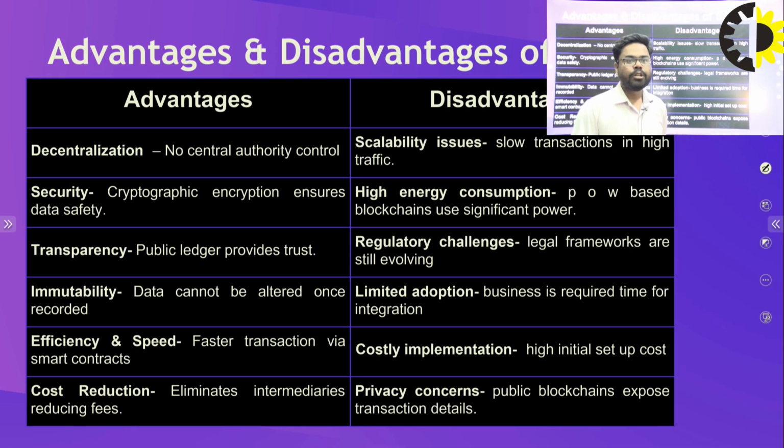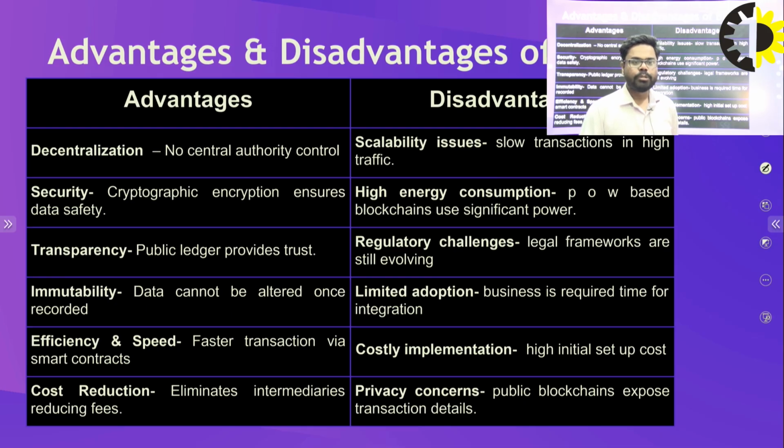High energy consumption. Proof of work based blockchains use significant power. Means if the work has been done, it has to be stored as all the data in a block manner, so it has high energy consumption. And next, the regulatory challenges. Legal frameworks are still evolving. Means there are some changes, because day to day all the new inventions are coming, so the frameworks are changing, and that's why the blockchain has disadvantages.